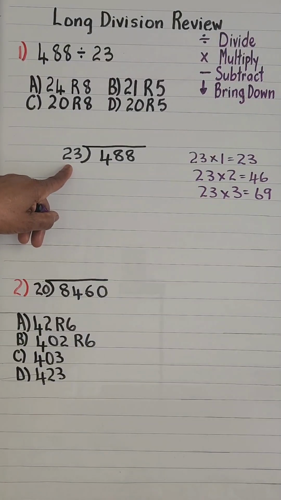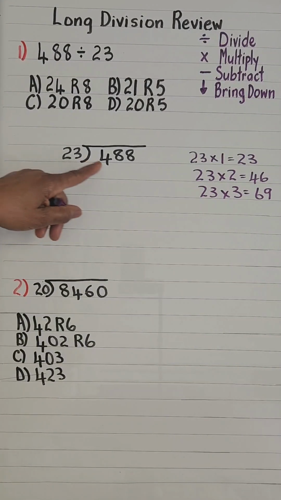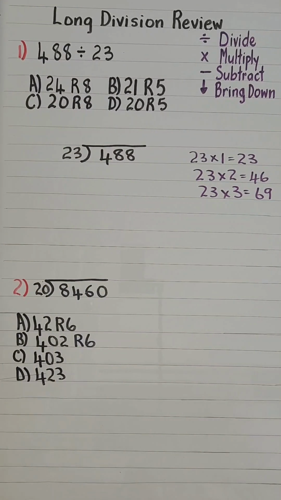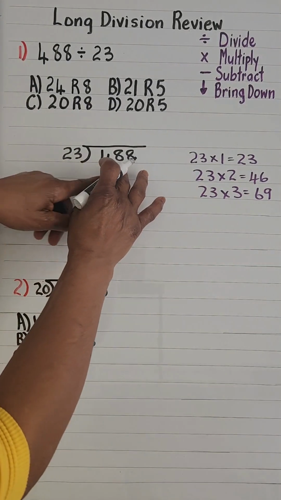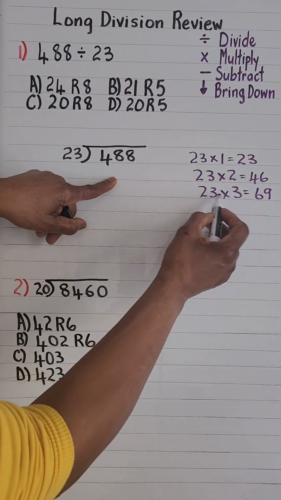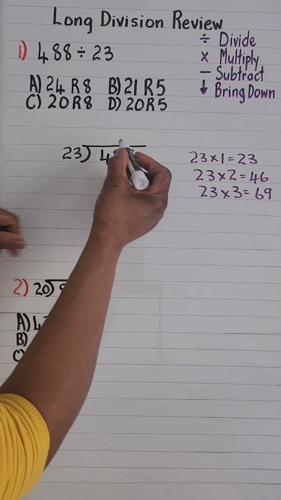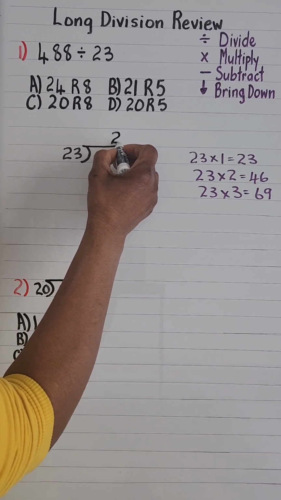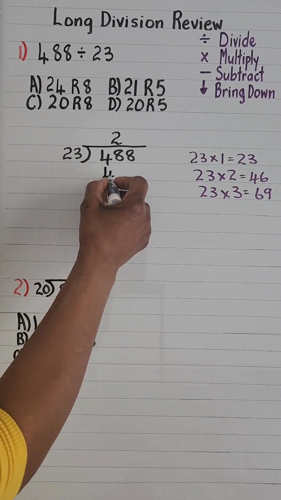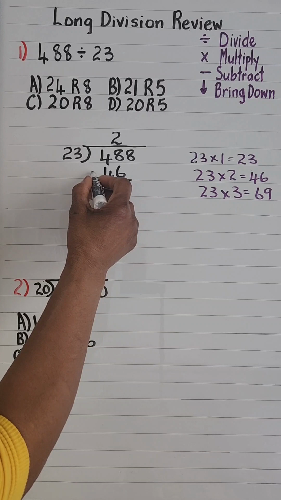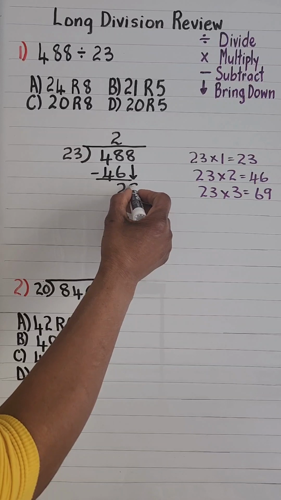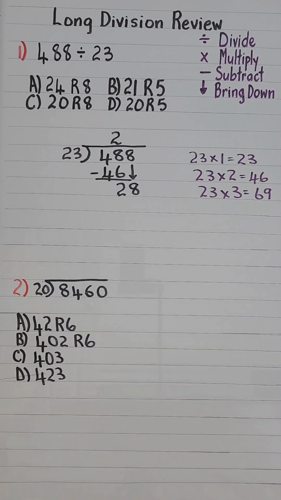So let's begin. First step, divide. How many times can 23 go into 4? 0 time. How many times can 23 go into 48? Let's look at our tables. 2 times 23 is 46, and 3 times 23 is 69. So we're going to try 2. Next, we multiply. 2 times 23, 46. Next step, subtract. Next step, bring down. And we start the steps all over again.